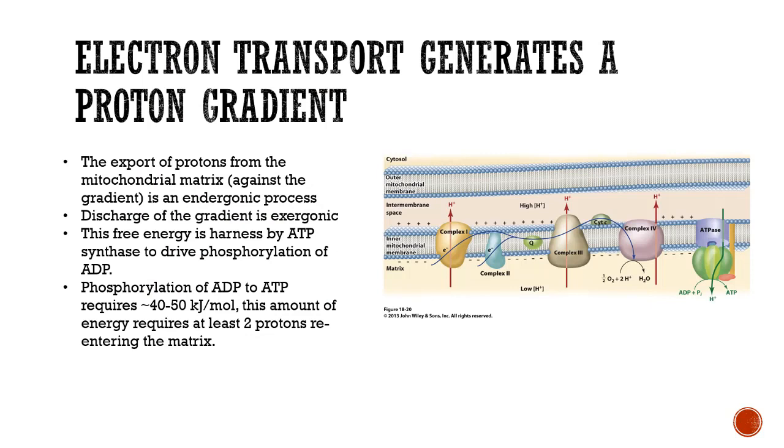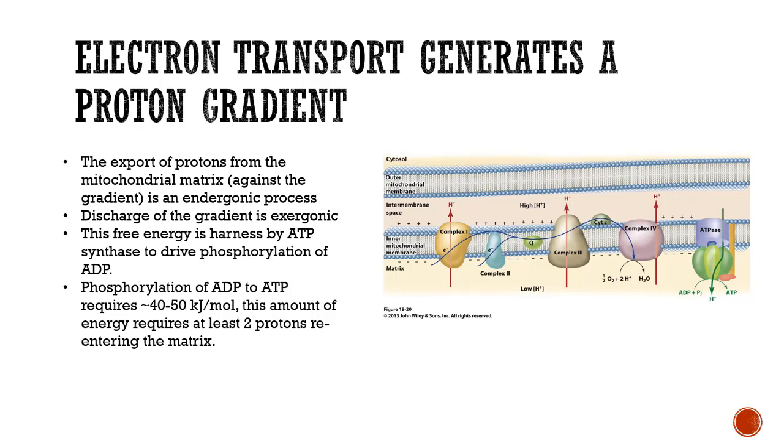The proton gradient that is created during the electron transport chain is an endergonic process. However, the flow of protons back across the membrane through ATP synthase releases energy that can be used to make ATP.